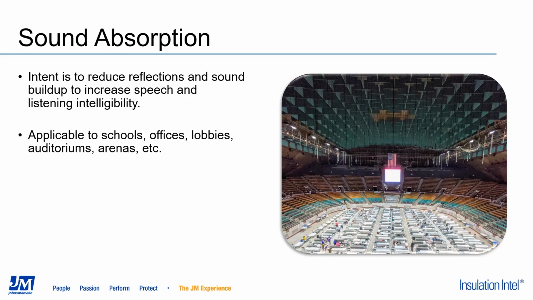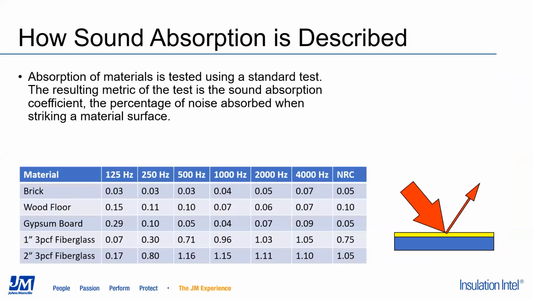And as you can see in this image, they can also be within the space, like hanging baffles, things of that nature. I did want to touch upon again how NRC and sound absorption work. We're looking at how much noise is being reverberated off of material, so that's that 0 to 1 range. We have a different smattering of products listed here: bricks, gypsum board, and fiberglass.